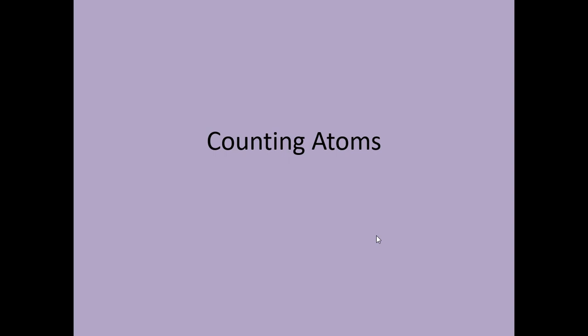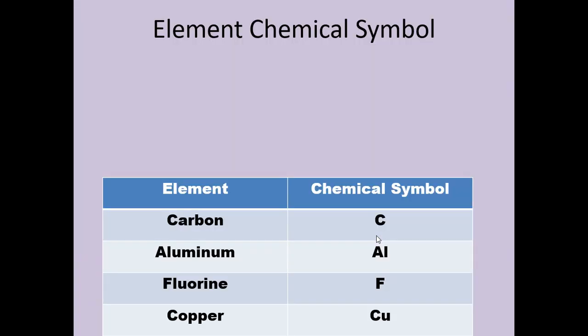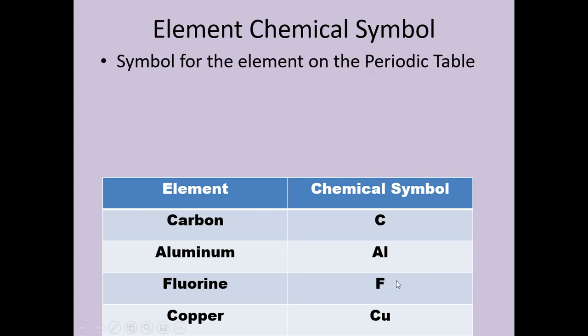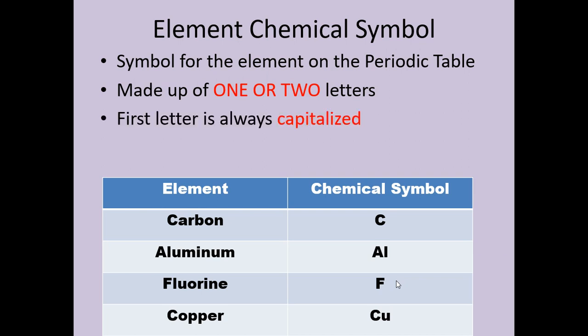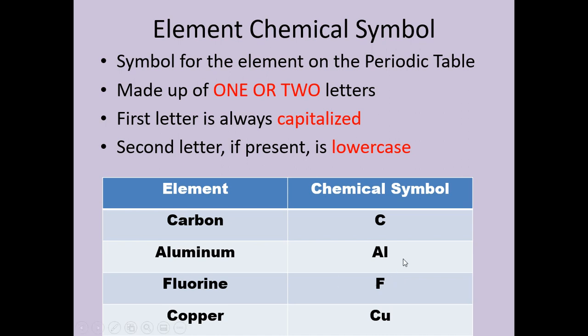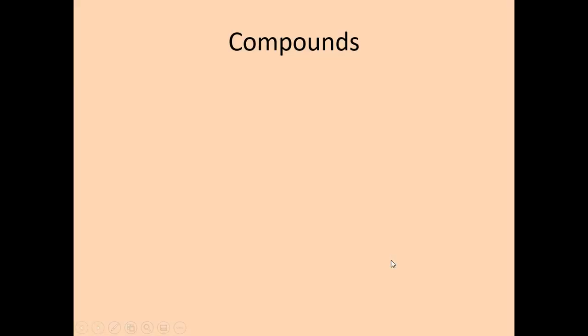So the only thing we haven't had an opportunity to discuss is counting atoms. We know that whenever you look at chemical symbols on the periodic table, it's a representation of that one element, right? So, for example, carbon is C, aluminum is Al, fluorine is F. So the symbol for the element on the periodic table is made up of either 1 or 2 letters. The first letter is always a capitalized letter. So if you see 2 capital letters side by side, each capitalized letter represents a different element. If there is a second letter present, similar to here in aluminum, it's always going to be lowercase.